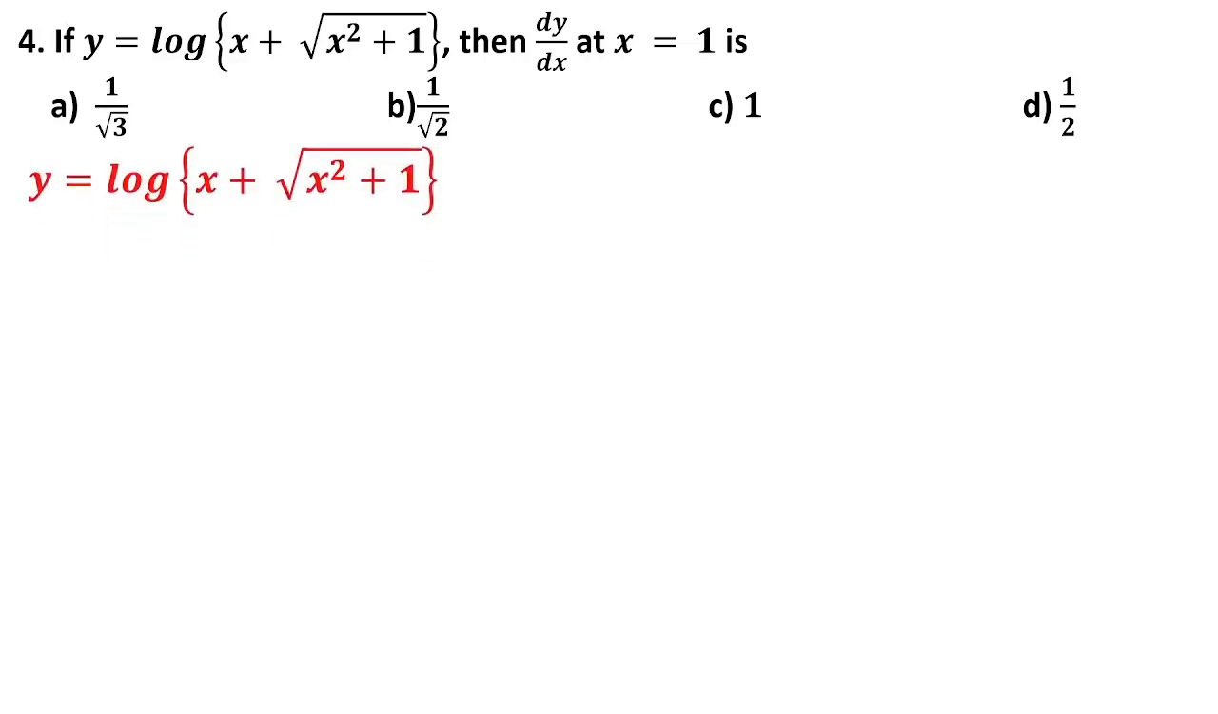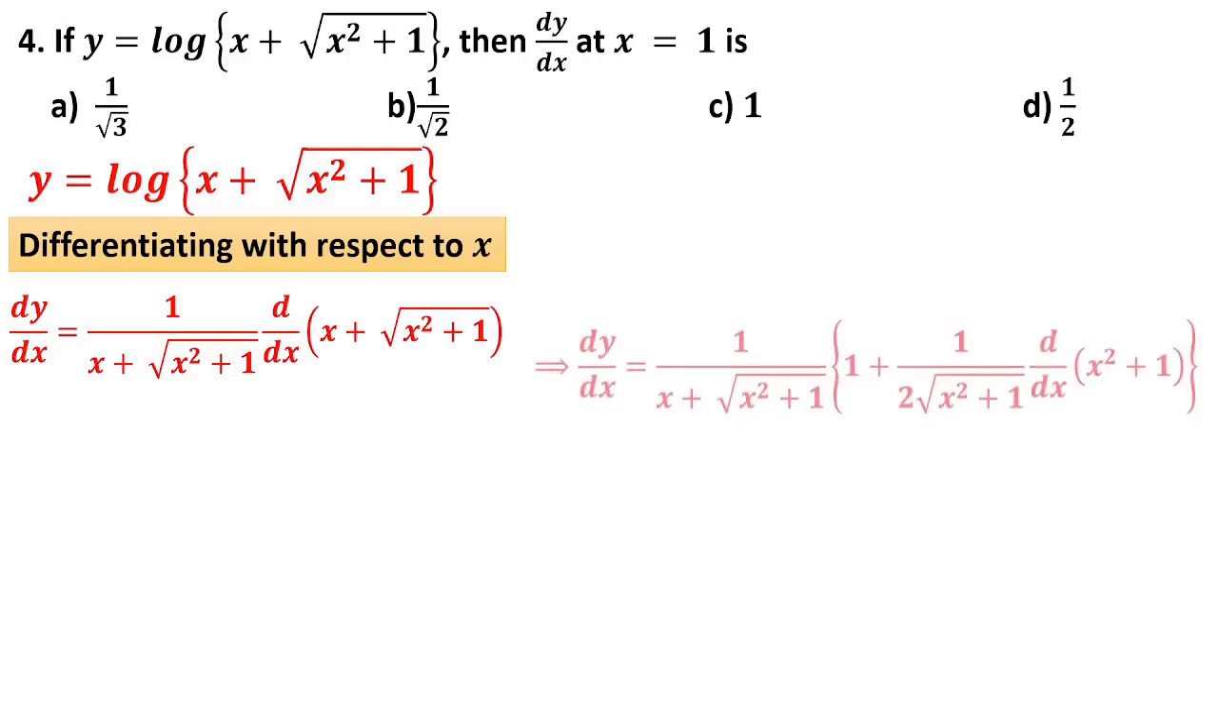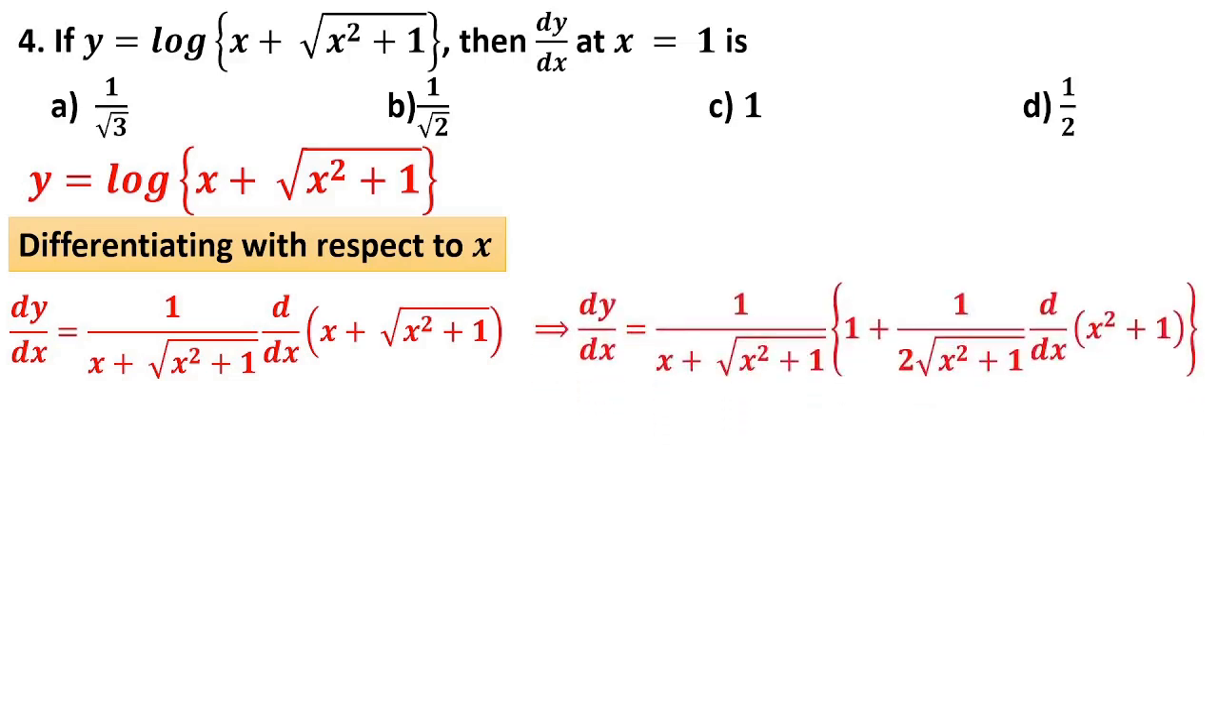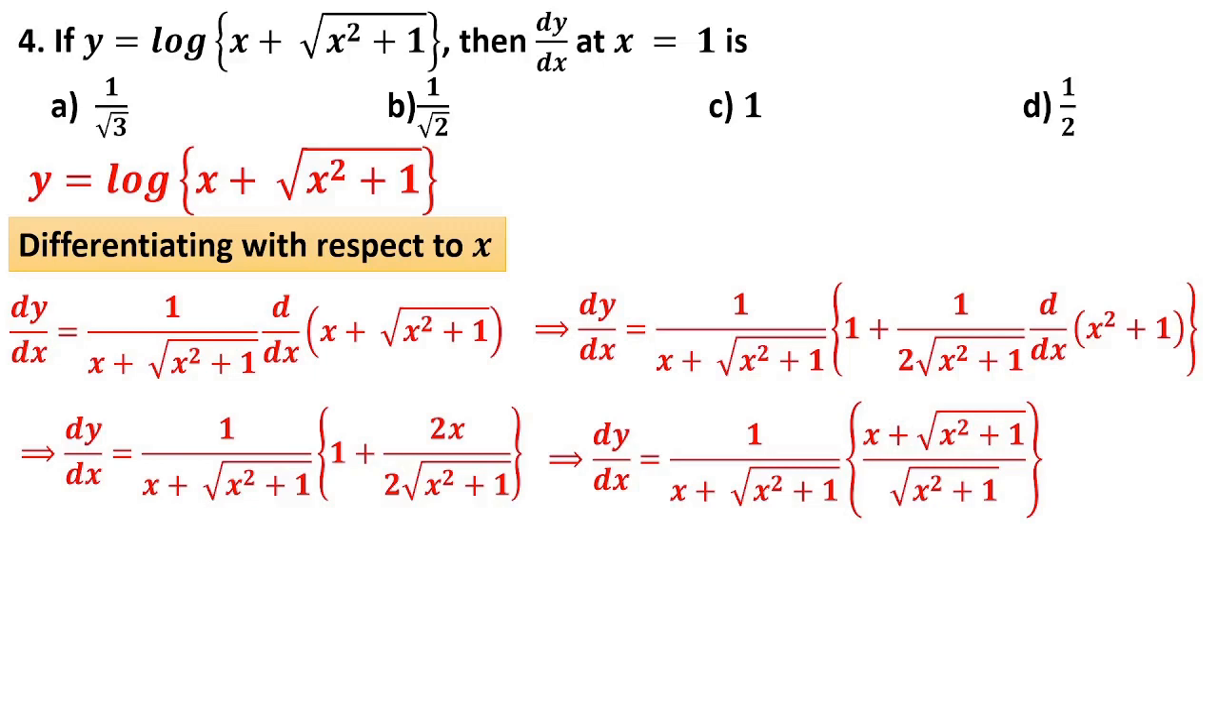Log of x plus square root of x square plus 1, differentiation is 1 by that, 1 by x plus root x square plus 1, into differentiation of x plus square root of x square plus 1. I have shown you the differentiation of x plus root x square plus 1. It is 1 plus 1 by twice the square root into differentiation of x square plus 1. That will become 2x, 2 and 2 getting cancelled. Once again I am taking the LCM.